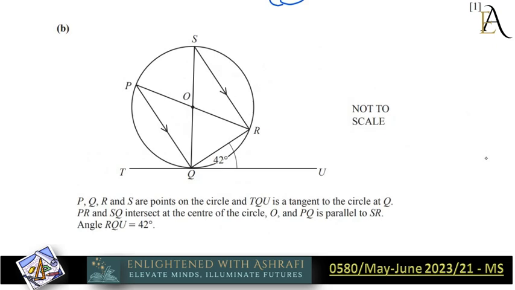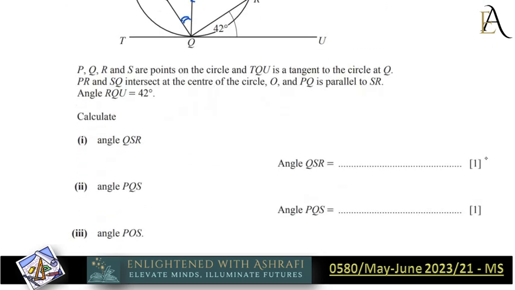Subpart b. P, Q, R, S are points on the circle, and TQU is a tangent to the circle at Q. PR and SQ intersect at the center O, and PQ is parallel to SR. That means these are the radii. They are parallel, so this angle will be equal to this angle. This angle will be equal to this angle, alternate angles. And this angle will be equal to this angle because of the alternate segment. There are many more which we can find out.